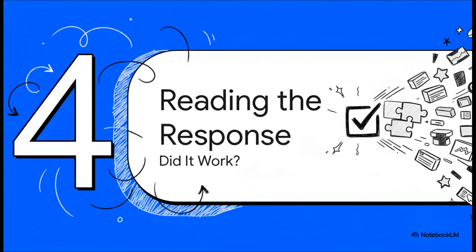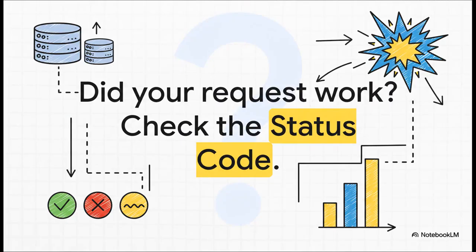All right, we've sent our request off with the waiter. So how do we know if the kitchen got the order right? Well, that's what we'll cover now, how to read the response. So, the big question, did the request work? The very first answer you get is in something called a status code. It's this little 3-digit number that instantly tells you what happened.